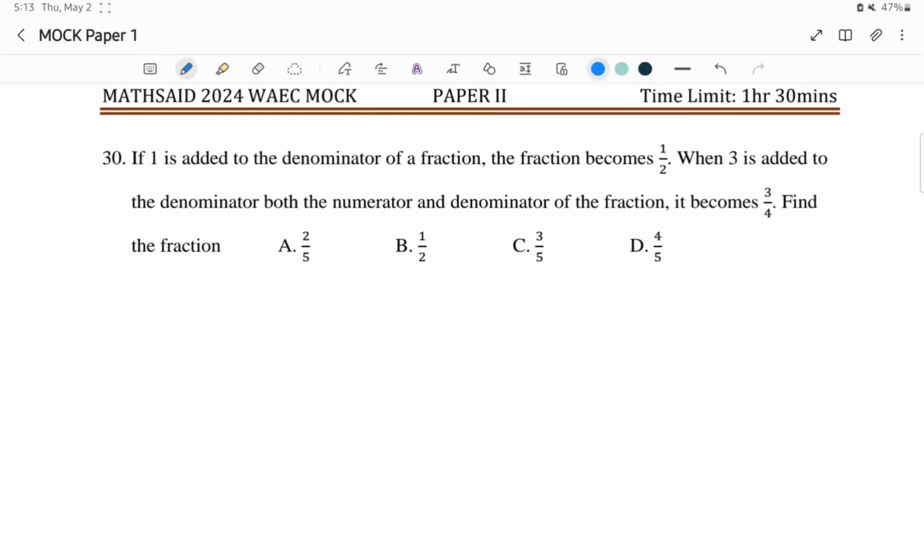When 3 is added to both the numerator and the denominator of the fraction, it becomes 3 over 4. Find the fraction. Let x over y be the fraction.